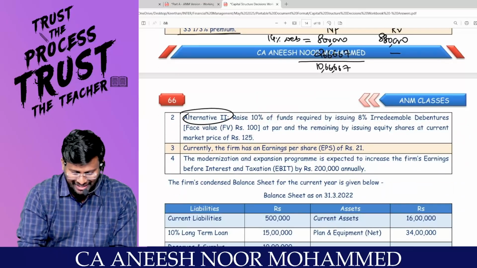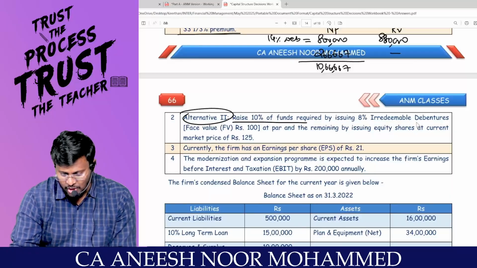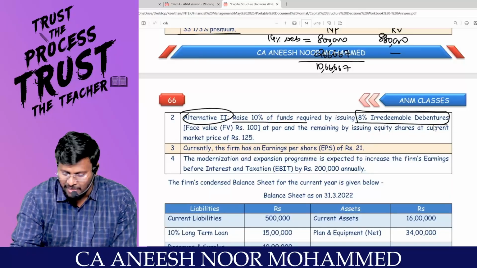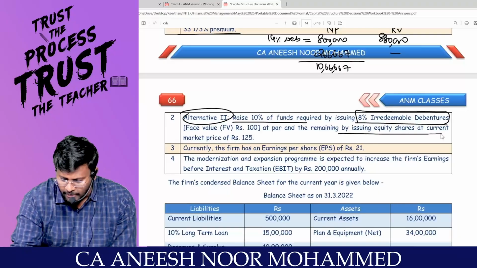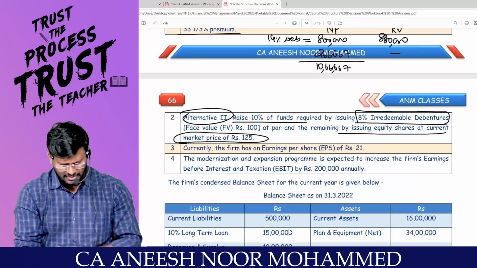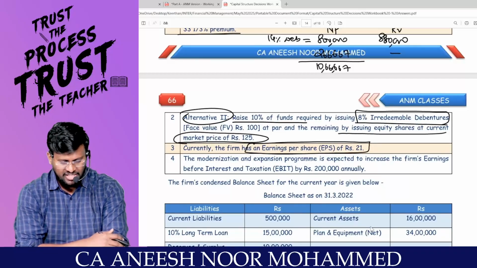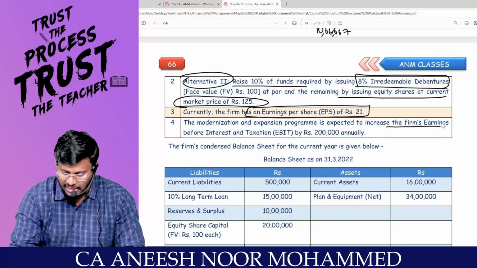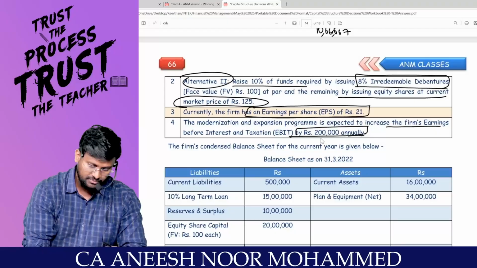Alternate number 2. Raise 10% of the fund required by issuing 8% irredeemable debenture at par, and the remaining by issuing equity shares at the current market price of 125. Currently the firm has an EPS of 21. Modernization and expansion program is expected to increase the firm's earning before interest and tax by how much annually?